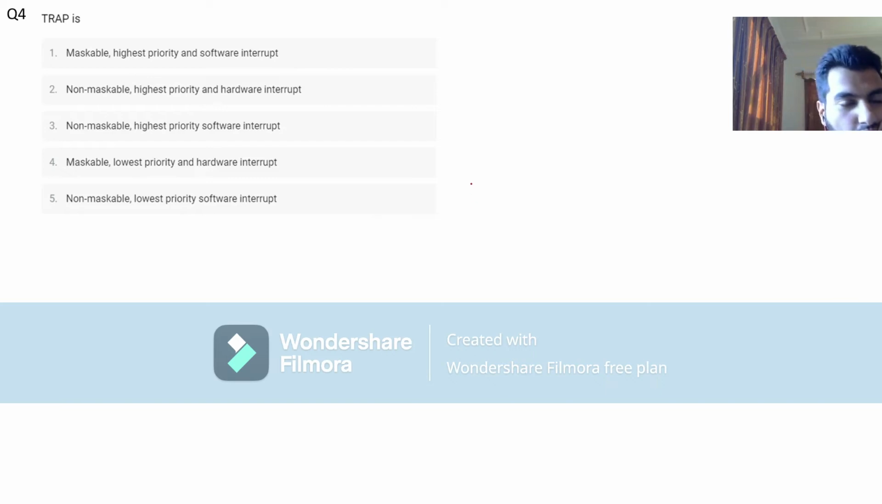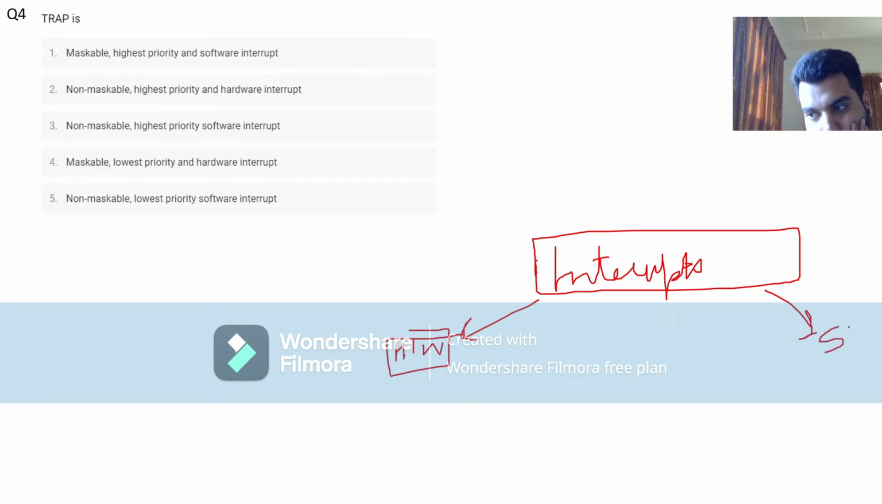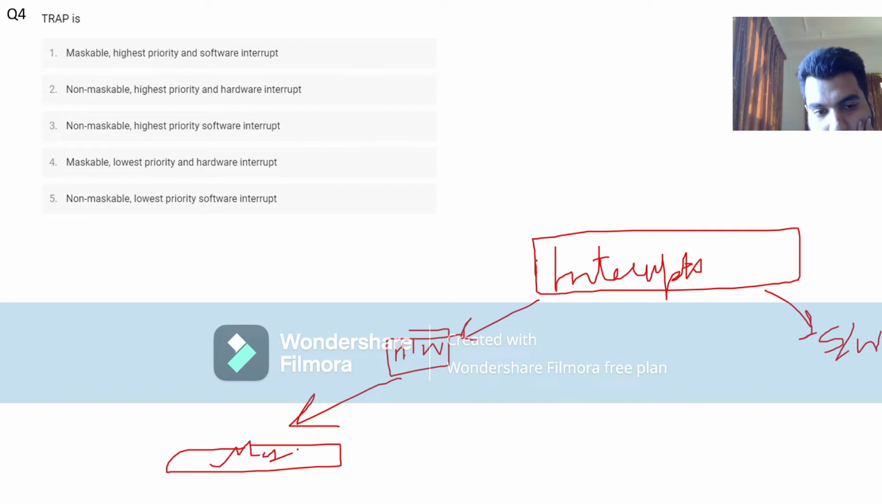Now moving forward to the next question, it asks what is a trap. As we discussed earlier in the pin diagram, trap is an interrupt signal. When we are talking about interrupts, we have two kinds of interrupts: hardware and software interrupts. Among hardware interrupts, we have two types: one is maskable, another is non-maskable.